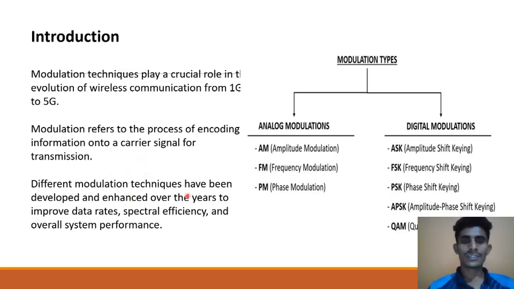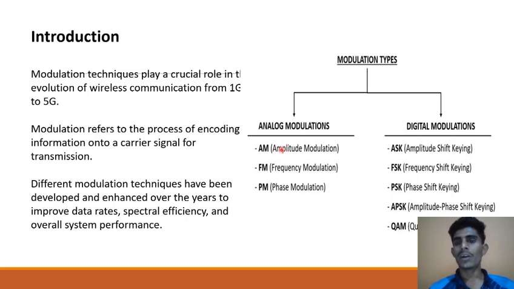And we can see different modulation techniques. On the right side we have different modulation types, and in that we have analog and digital modulation. Analog is nothing but signals sent in analog form. Analog means a sine wave or cosine wave; these are included in analog modulation. And digital means in the form of zeros and ones.